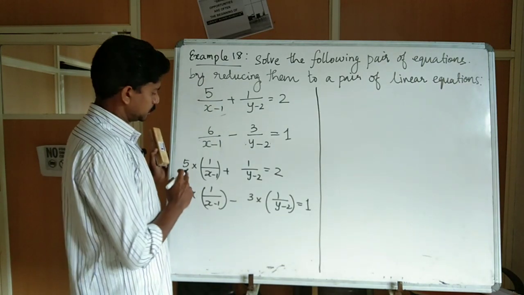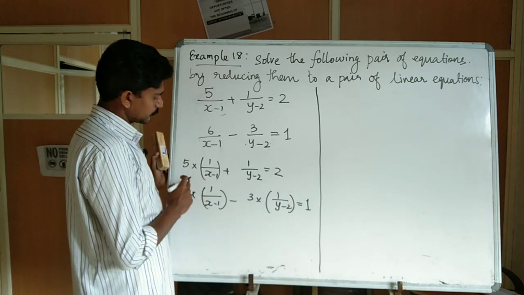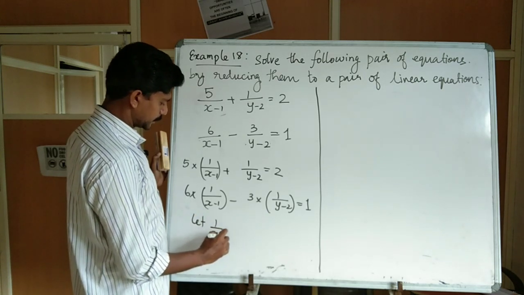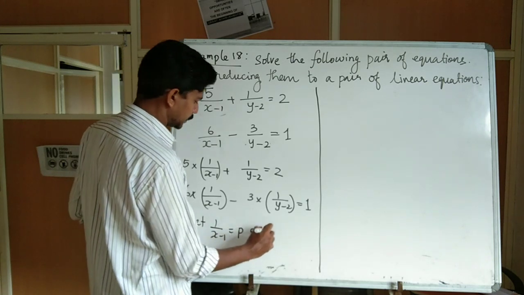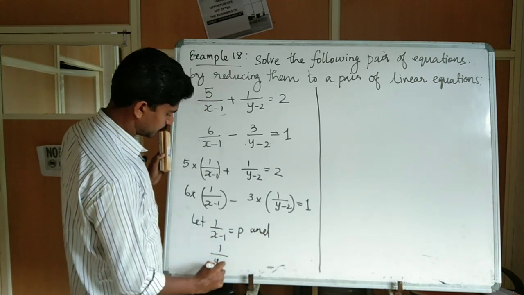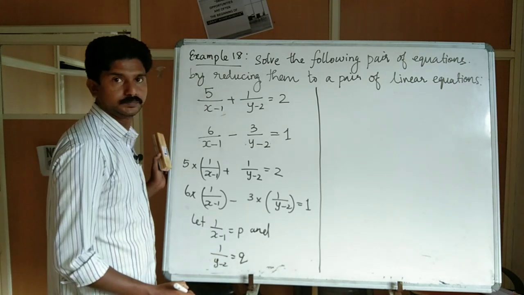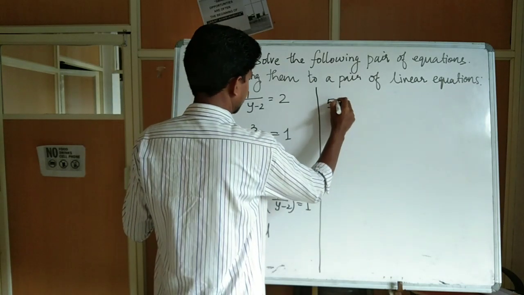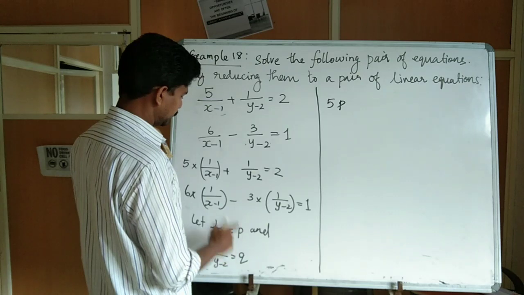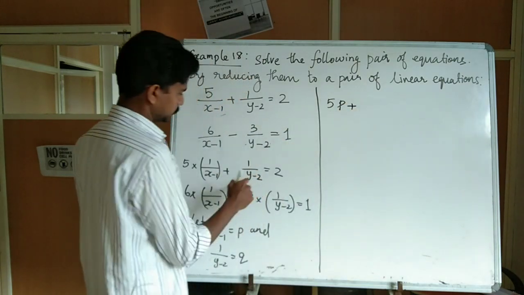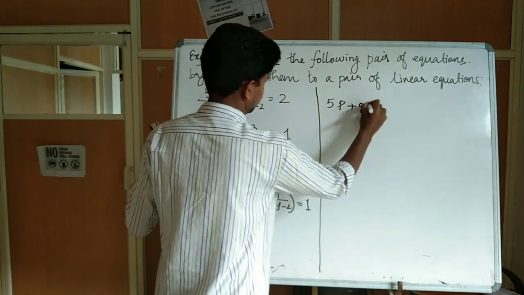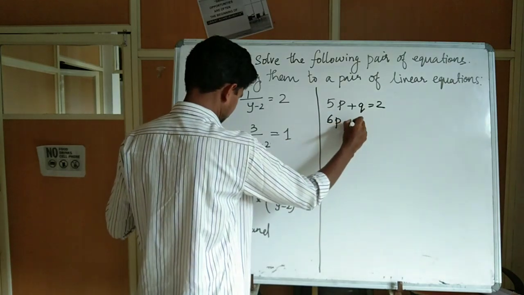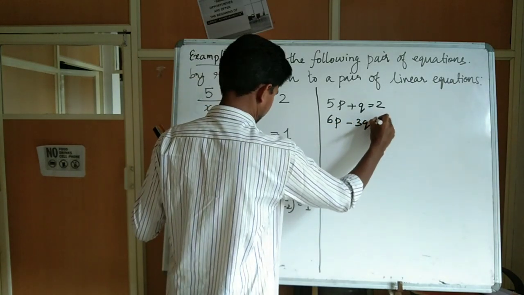Now we can substitute. Let 1 by x minus 1 is equal to p and 1 by y minus 2 is equal to q. So we substitute: 5 into p, 5p, plus this value we have taken as q, so plus q is equal to 2. Then here also we can substitute, so 6 into p minus 3 into q is equal to 1.